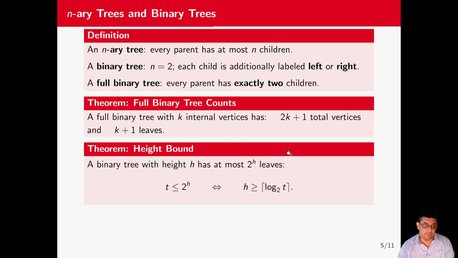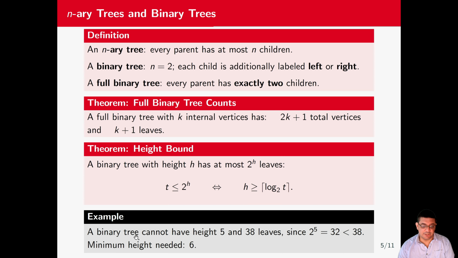We have a theorem to determine the height of the tree, or the height bound, really. A binary tree with height h has at most 2 to the power h leaves. So this is going to give me the maximum. Because of that, we have this inequality where t is less than or equal to 2 to the h, or we can actually say that h is the ceiling of log base 2 of the number t.